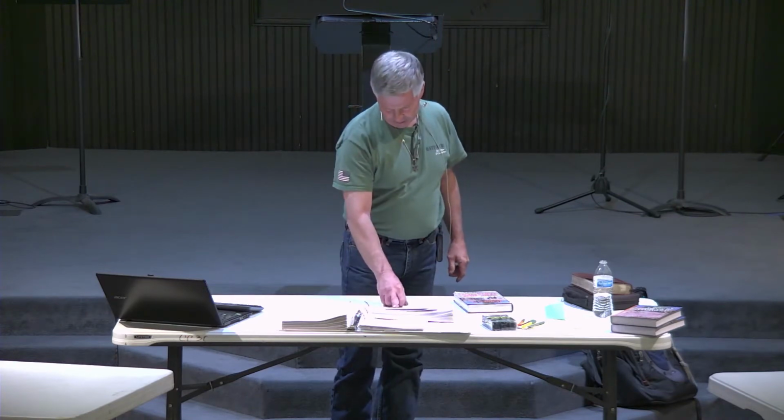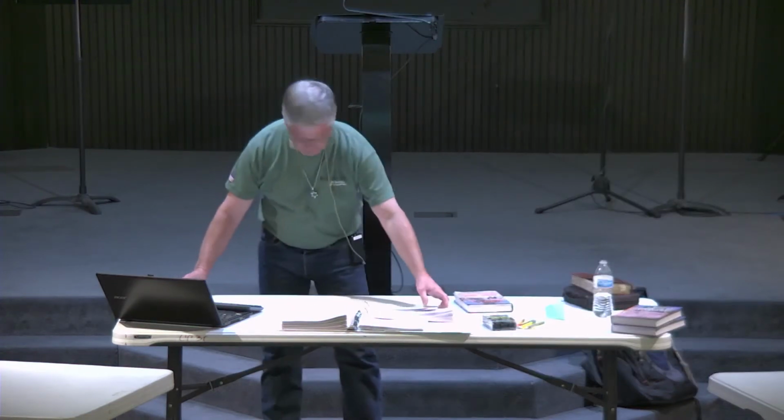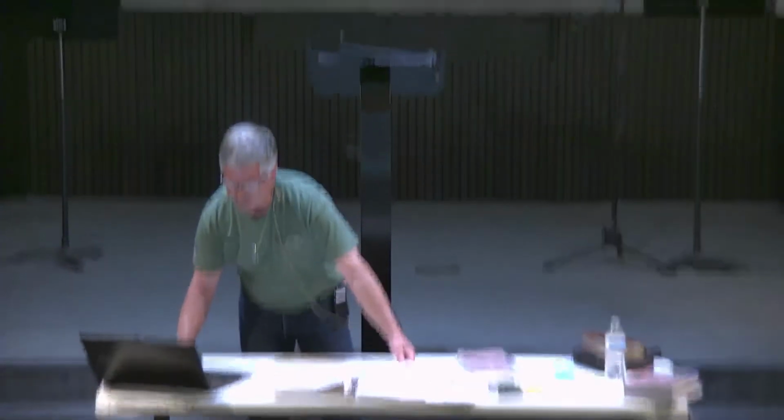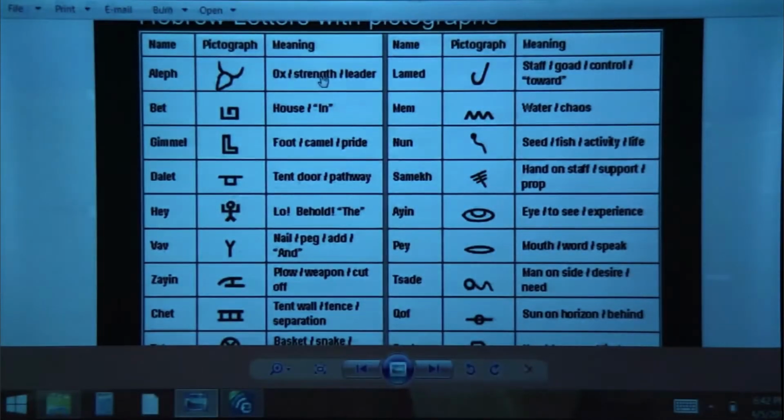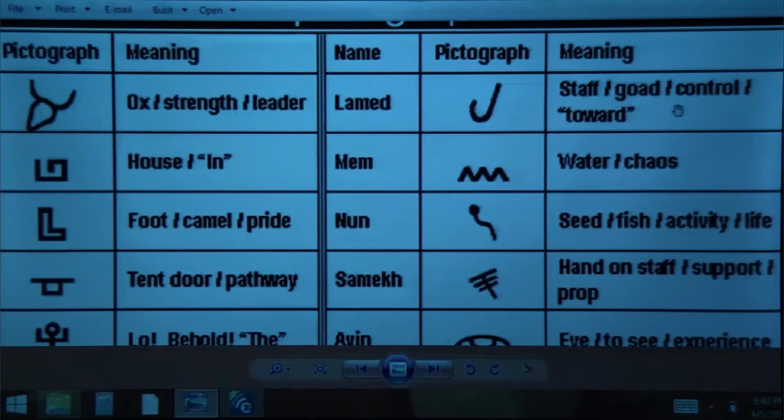Elohim is Aleph, Lamed, He, Yod, Mem. So Aleph is that first word again, which means the leader or God. Lamed is this character right here, and it means like a staff or a goad. It's a shepherd's staff, right? It's significant of a shepherd.